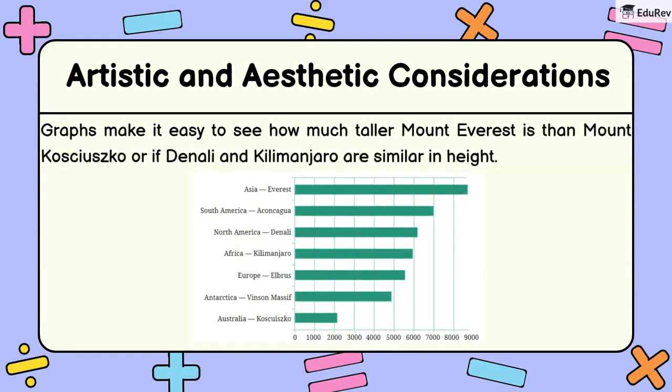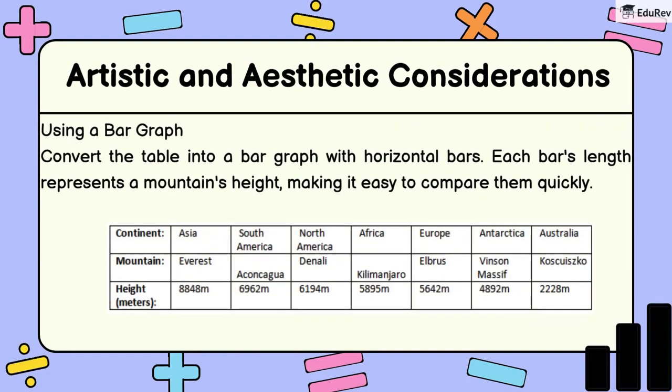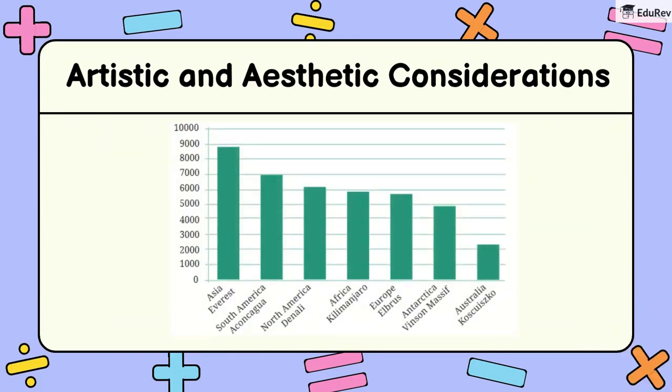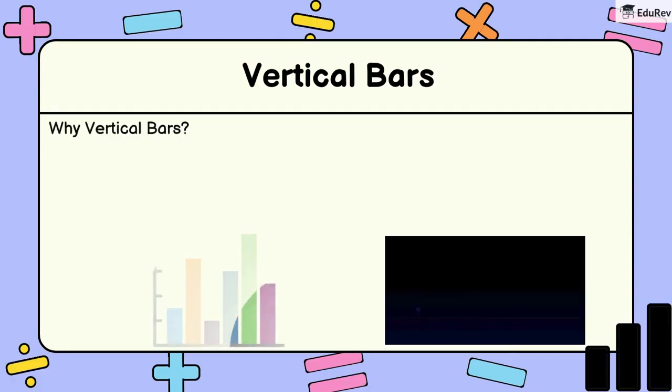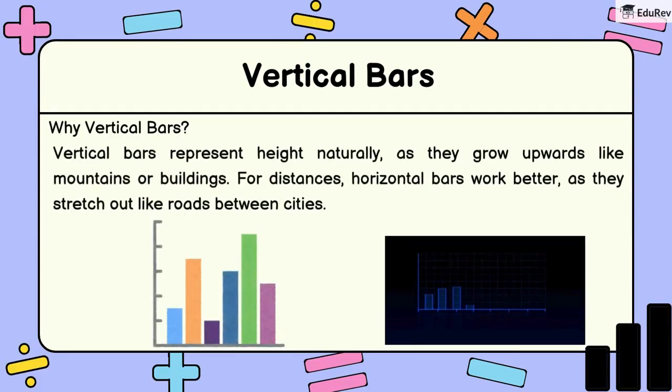Graphs make it easy to see how much taller Mount Everest is than Mount Kosciuszko, or if Denali and Kilimanjaro are similar in height. Using a bar graph, you can convert the table into a visual representation. Each bar's length represents a mountain's height, making it easy to compare them quickly. Why use vertical bars? Vertical bars represent height naturally, as they grow upwards like mountains or buildings. For distances, horizontal bars are more appropriate, as they stretch out like roads between cities.